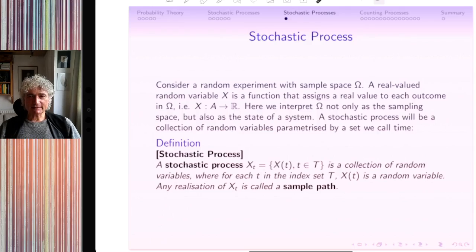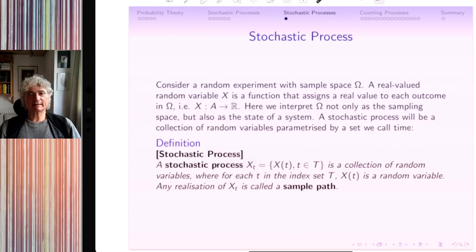Now a stochastic process will be a collection of random variables that are now parameterized by a set we call time. So we introduce time now. Look at the definition of the stochastic process now. A stochastic process is now a random variable, parameterized by the time set, so xt.